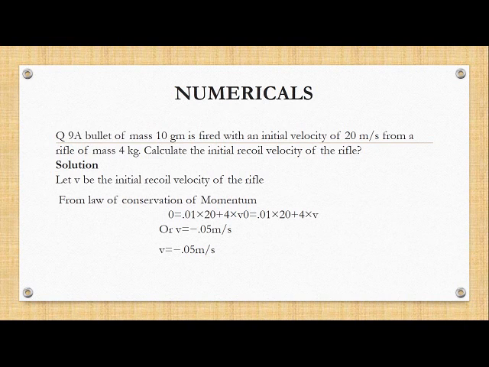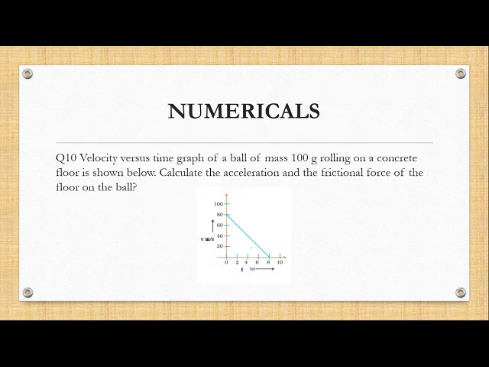Again children, see, a bullet of mass 10 gram, so we have to convert it into kilogram, right? Initial velocity is this much. Okay, mass of the rifle is 4 kg. We need to find the recoil velocity. I hope you remember, yesterday only I taught you the formula for recoil velocity, and our answer is 0.05 meter per second square. Okay, now this is one numerical children.